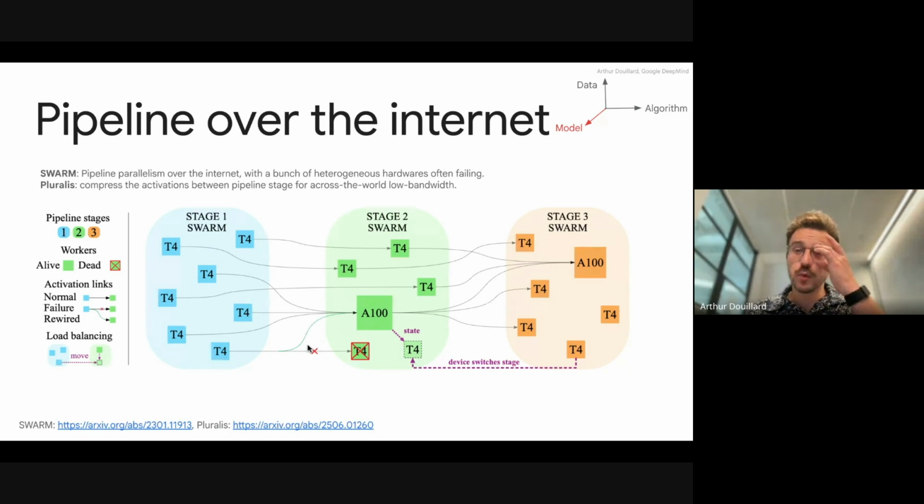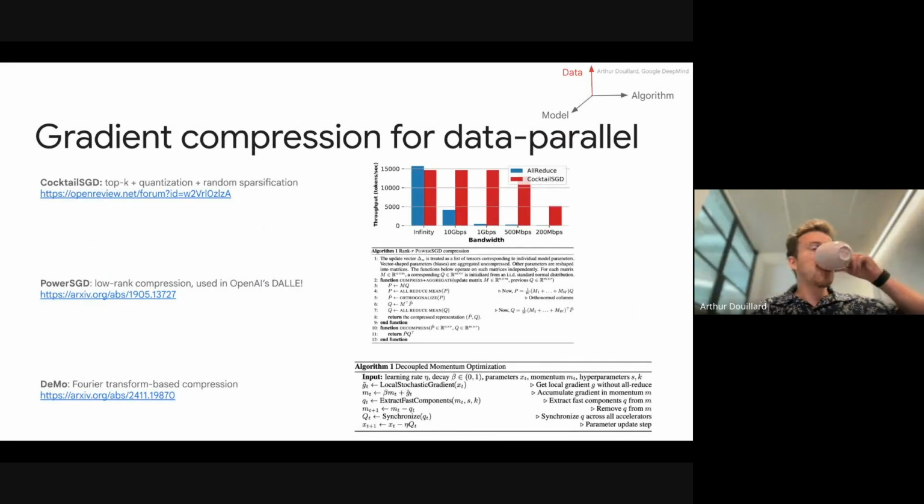So you probably want to use some methods, such as, more recently, the Pluralis paper, where they do a compression. They compress the activations in pipeline parallel in order to use a pipeline stage across the world with very low bandwidth. This compression is very efficient in the paper, showing barely any loss of performance, but still it's not mathematically equivalent, which means it comes with a cost, a risk. So that was for the model axis.